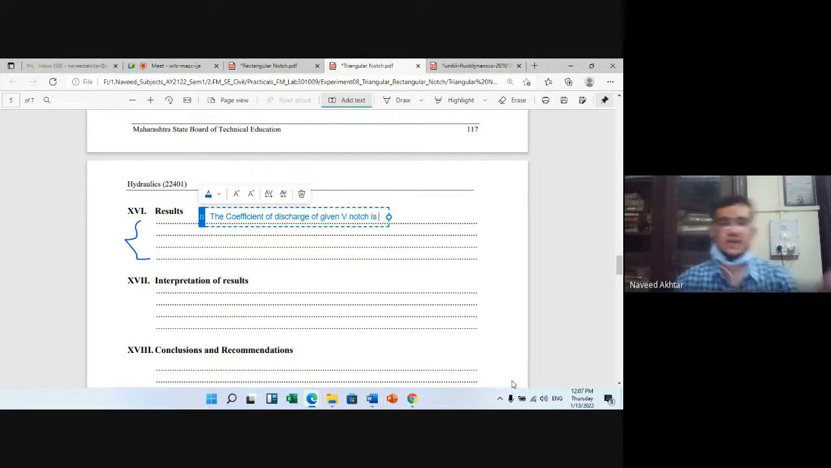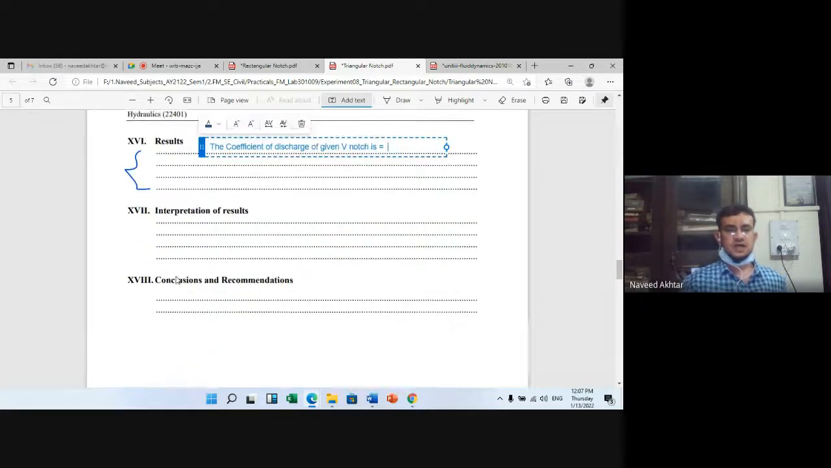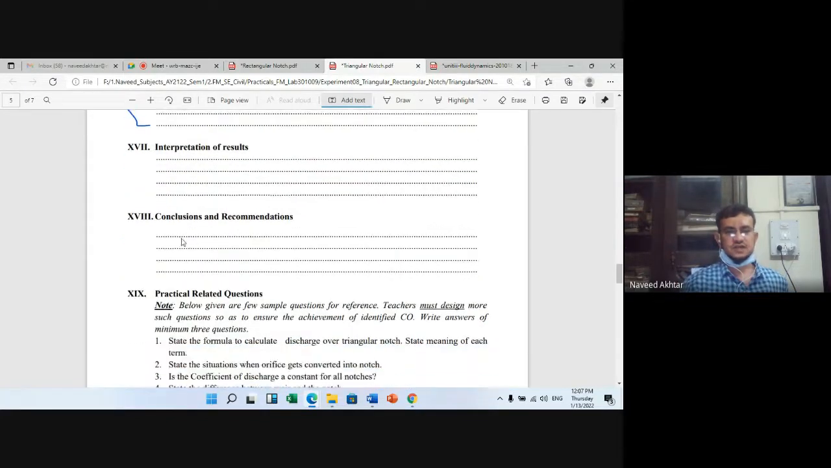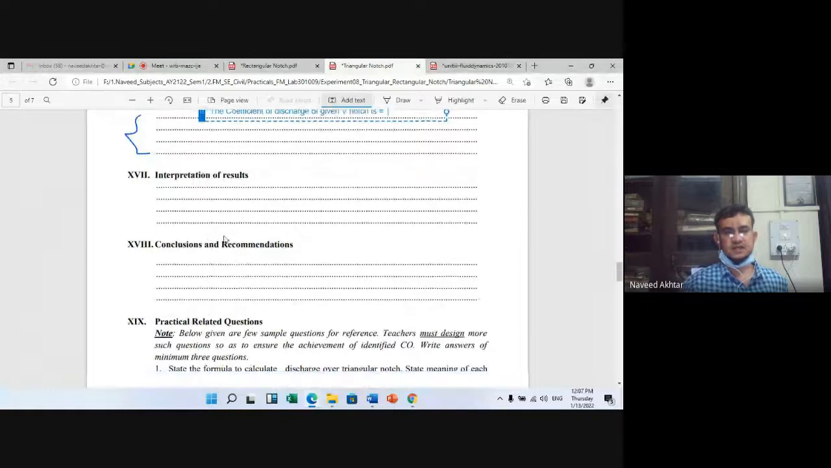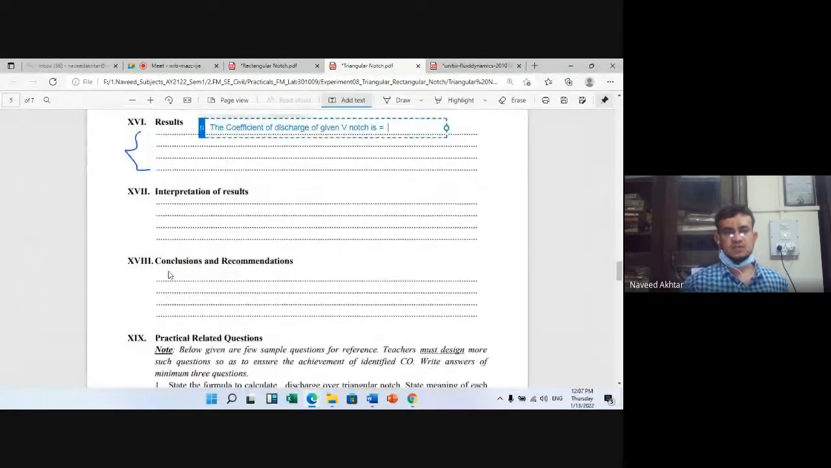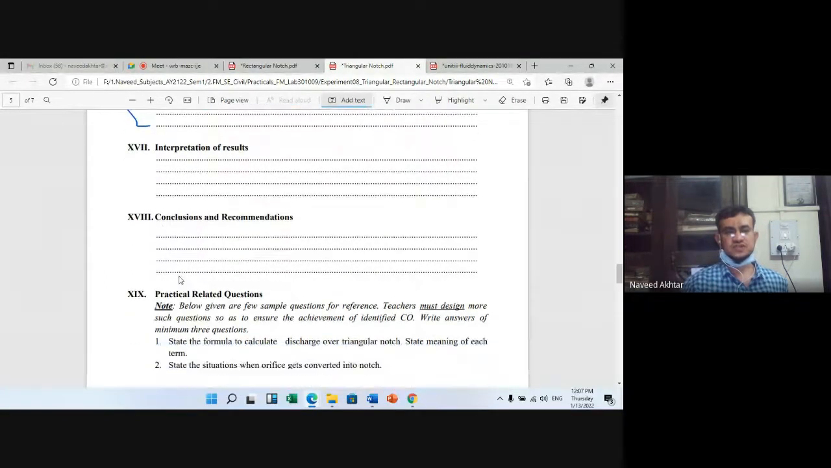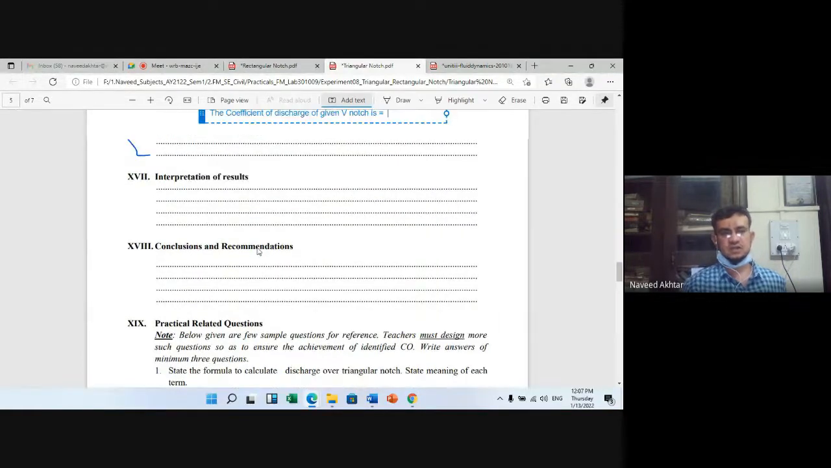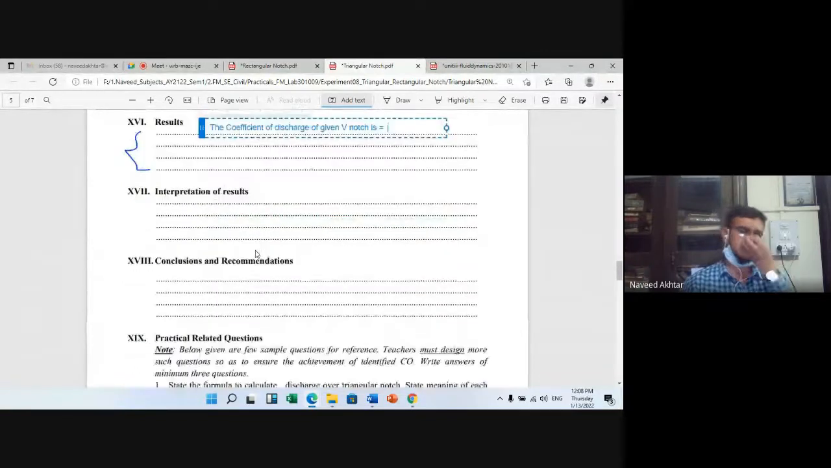So you can write down, and in this way you can prepare your manual in soft copy, and upload it in the classroom. Okay, and then the interpretation of result, conclusion, recommendation, grading. Most of the references give a different value of Cd, so this is not recommended because the difference is very large.